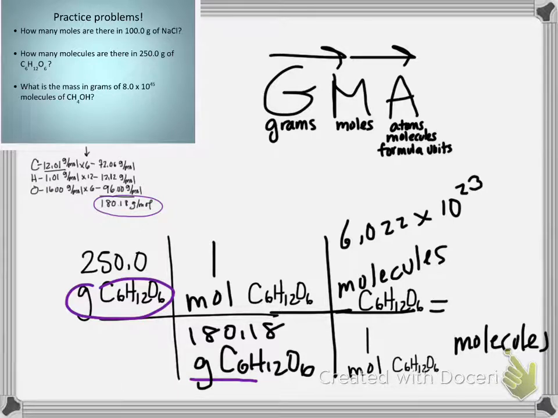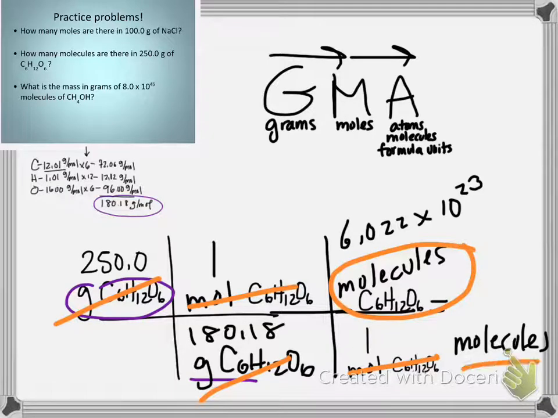6.022 times 10 to the 23rd molecules in a mole of glucose. Okay, do we have everything set? Do all of our units cancel where we want? Grams, moles of glucose. We're left with molecules of glucose, and that's right where we want to be.